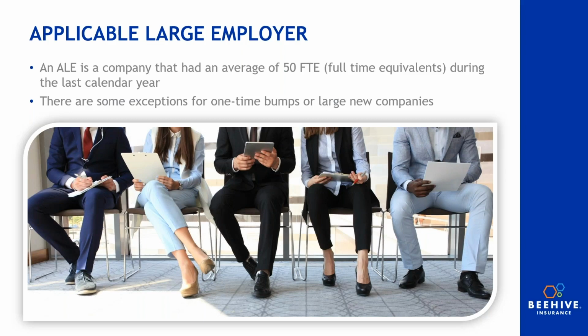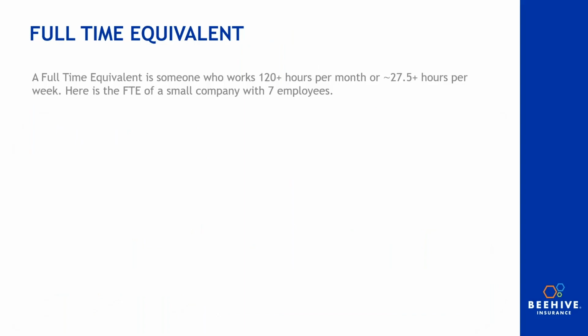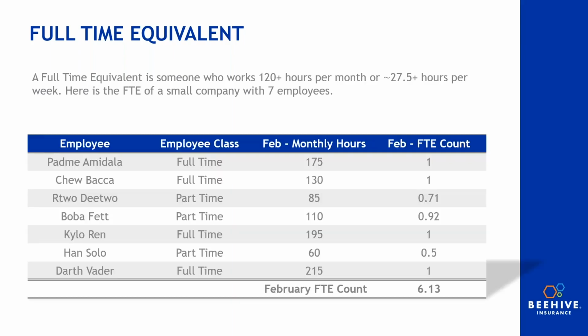So now we have to say what's a full-time equivalent, because otherwise we can't count to that 50 requirement without knowing what a full-time equivalent is. So a full-time equivalent is someone who works 120 or more hours per month. This is about 27.5 hours per week. So if we have a small company with 7 employees, here's how we would calculate their full-time equivalent.